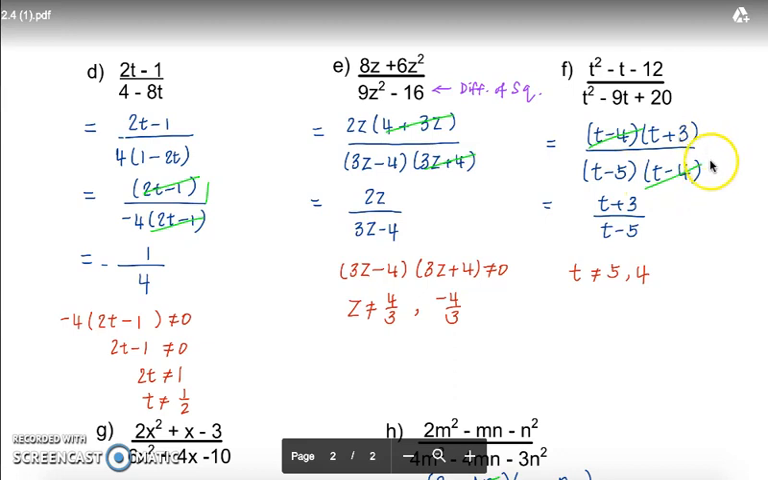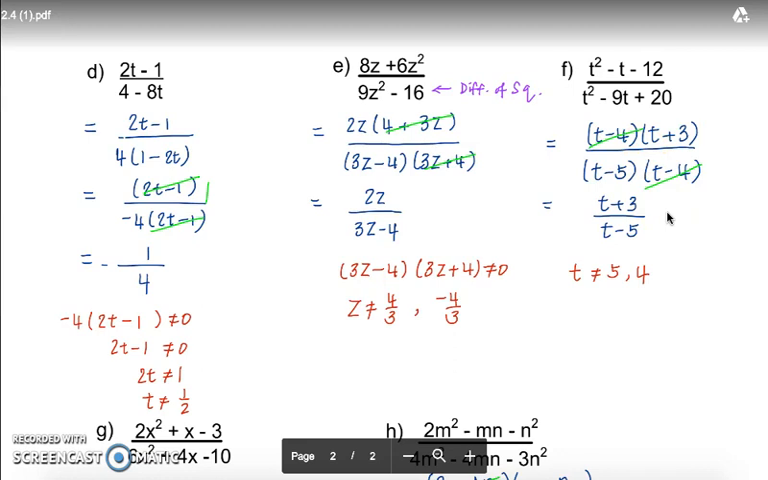So now take a look at the factored form of your polynomials, t minus 4 and t minus 4. They are common, so you can reduce them. And the simplified form of this rational expression is t plus 3 over t minus 5.